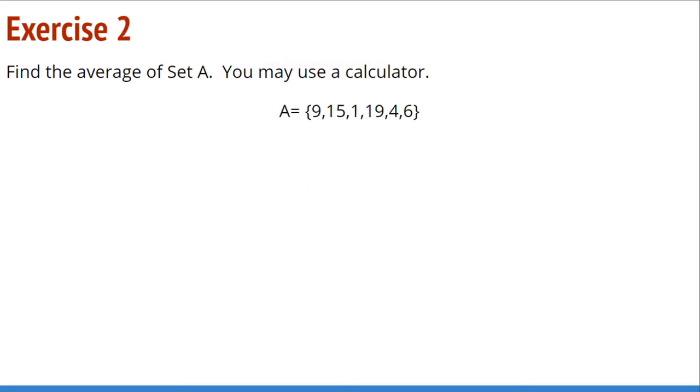All right, exercise 2, make sure you pause the video, do your own work, and then compare your work with this. Step 1, find the total.